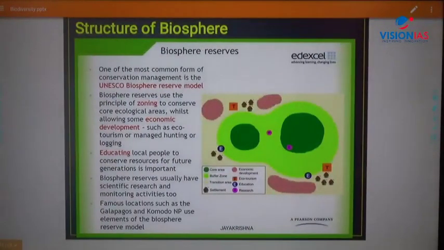Come on. Side heading: zones of biosphere reserve. Biosphere reserve is divided into three zones. One, core zone. Two, buffer zone. Three, transition zone.